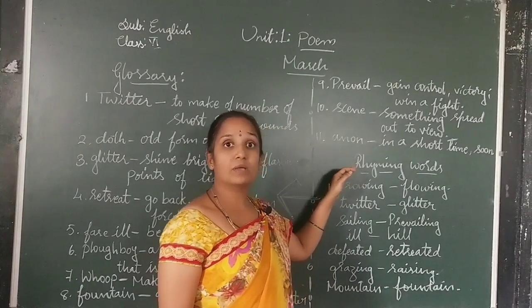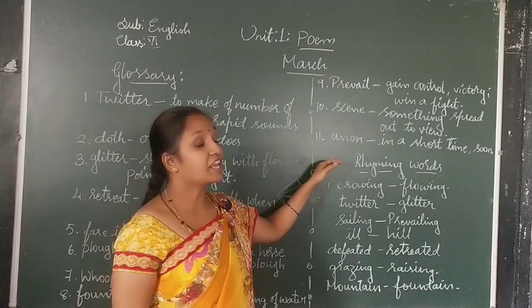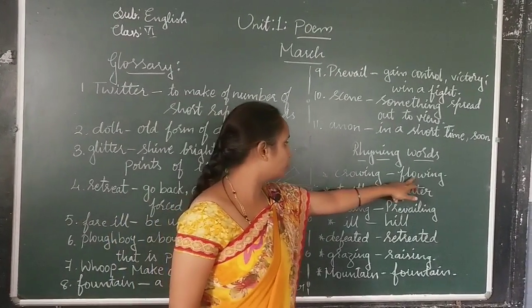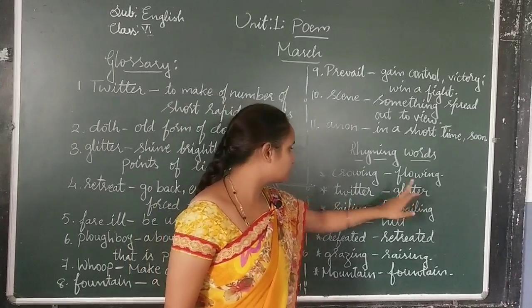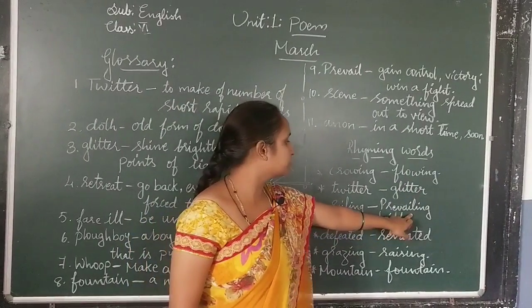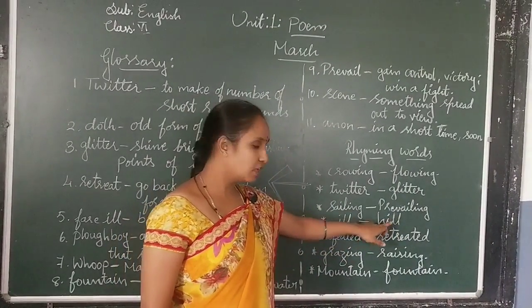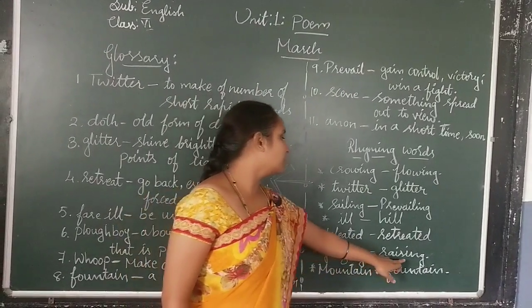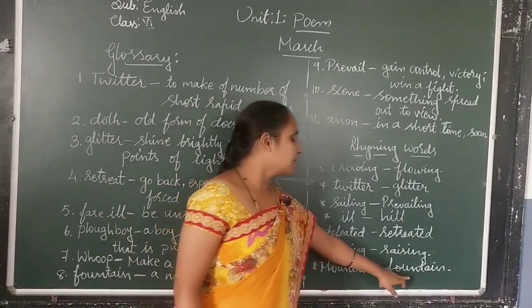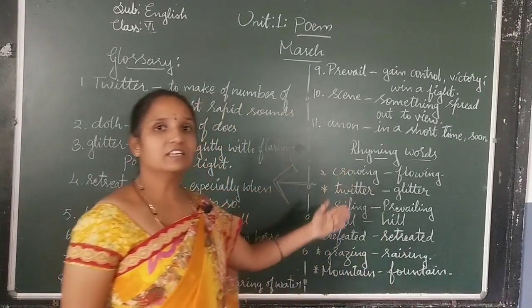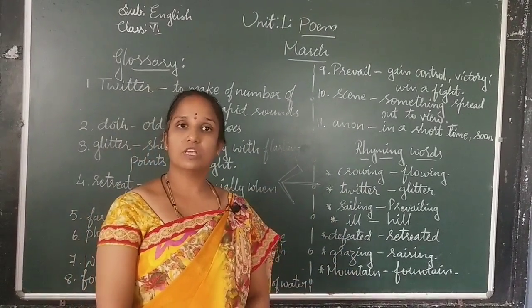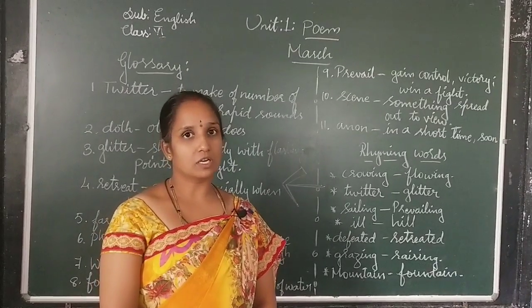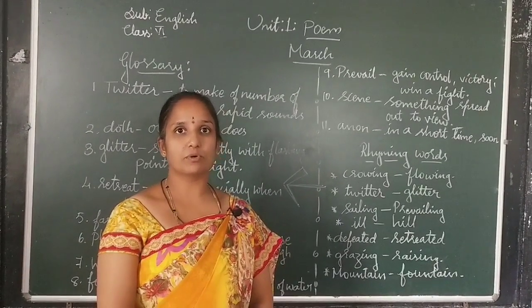In this poem, we have rhyming words. The rhyming words are crowing, flowing, twitter, glitter, sailing, prevailing, ill, hill, defeated, retreated, grazing, rising, mountain and fountain. These are the rhyming words. So this poem is there for memorization. You have to learn this poem, and this is the poem March.